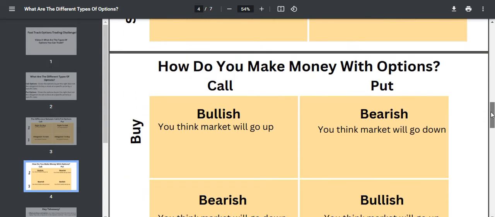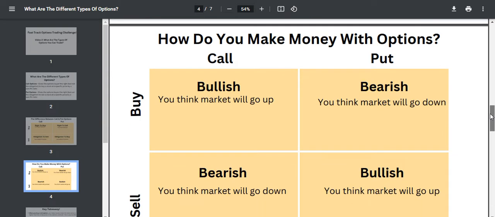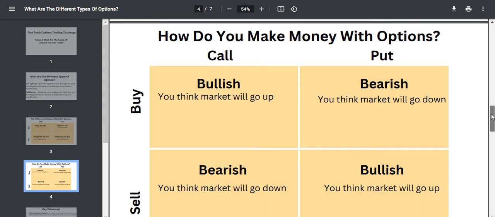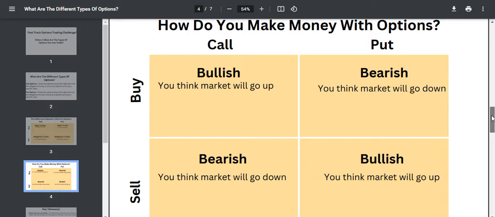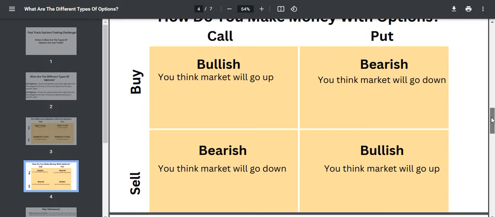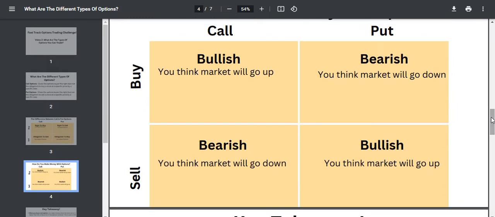So let's look at how you make money with these two options and the four different trades you can make with them. If you're bullish on a stock and you think the price of a stock is going to go up by a certain date, you buy a call option. If you're bearish on a stock and you think the price of a stock is going to go down by a certain date, you would buy a put option.